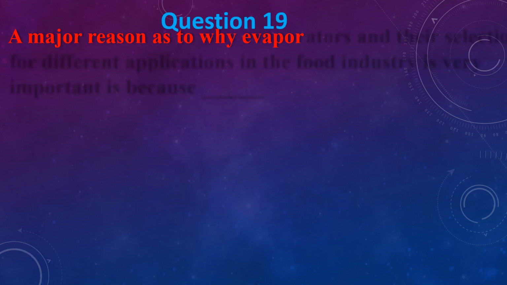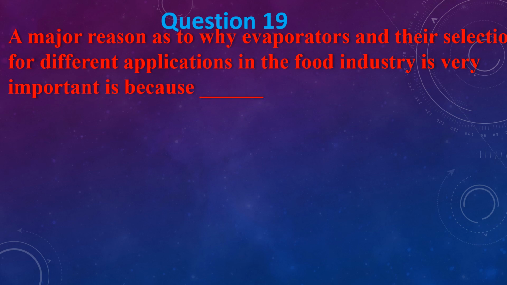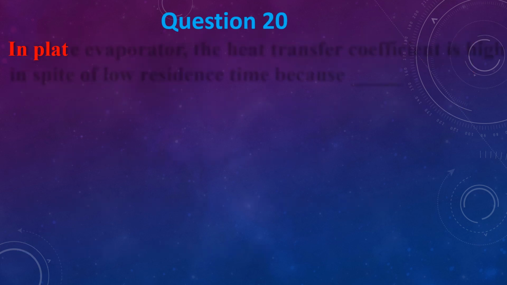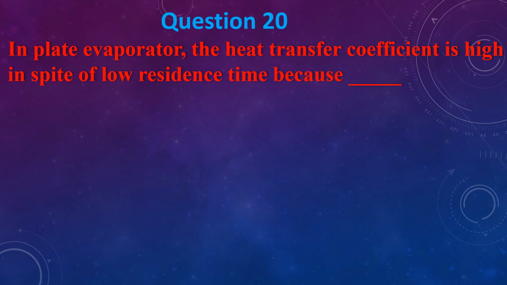A major reason as to why evaporators and their selection for different applications in food industry is very important is because dash. A. Organoleptic characteristic of food is very important. B. Many food items are heat sensitive. C. Majority of them have high moisture content. D. All of the mentioned reasons. The answer is D.